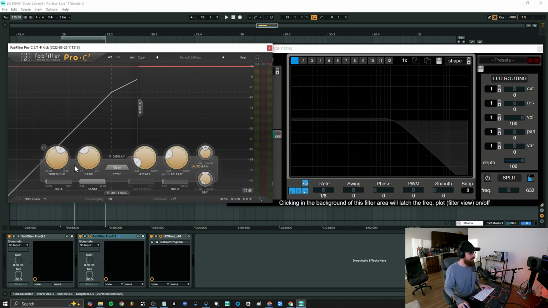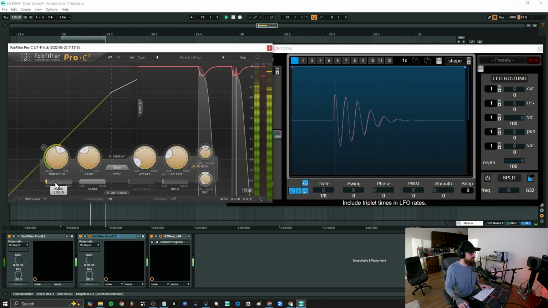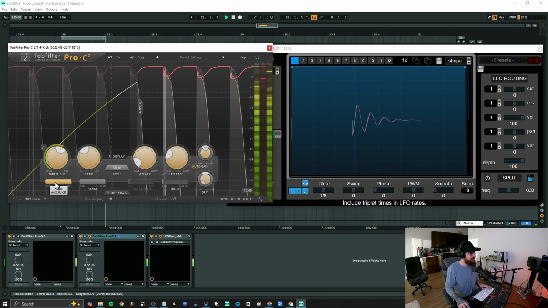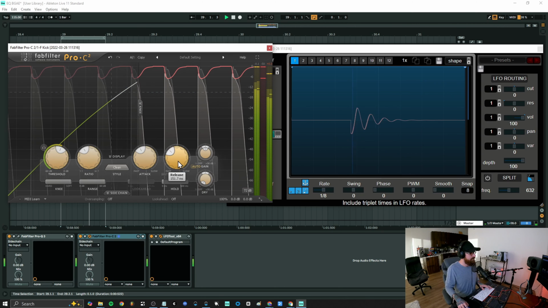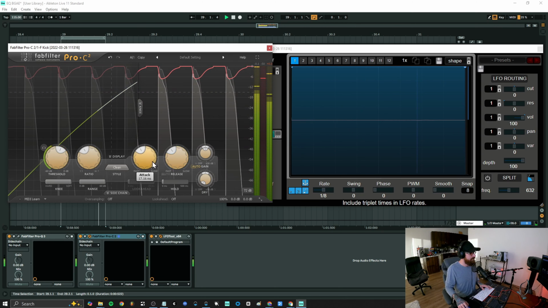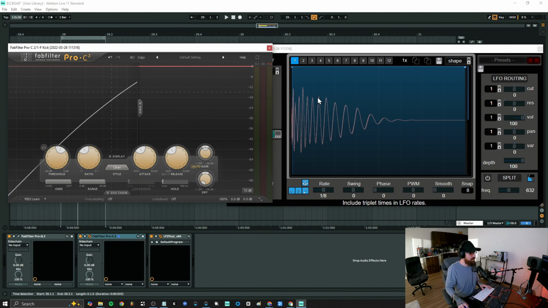Let's mess with the knee, attack, and release time to see if we can get this initial transient to be louder than this bass section over here. Okay, so we smoothed this out a little bit. Now it's a little bit more triangular, if you will. So this peak section isn't quieter than this bass section anymore.